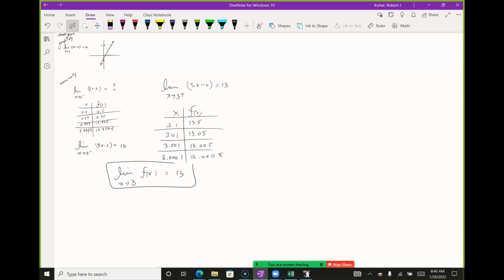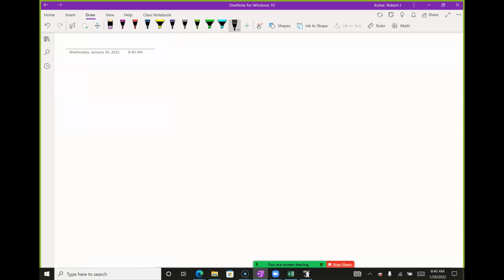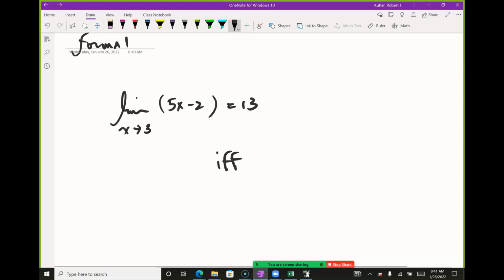Let's look at that one with the formal definition. And don't get frightened by this one, okay? Let's look at the formal here. So we're looking at the limit as x goes to 3 of 5x minus 2 equals 13. That should be equivalent to, or if and only if, for every epsilon greater than 0, there exists a delta greater than 0 such that 0 is less than the absolute value of x minus c. But what is c here?